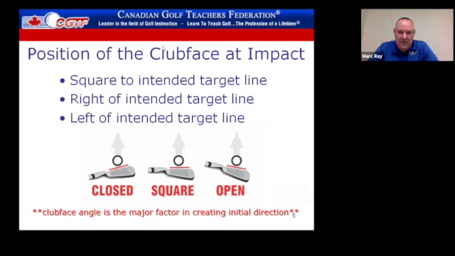So the club face at impact, kind of neat, creates curvature, but it also is the major factor in where the golf ball starts. So that's kind of news. It used to be, well, the path will be more determinant. And we're going to see in a couple of slides here that the golf ball always starts closer to the club face angle than it does the path.